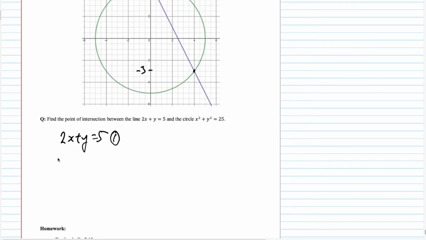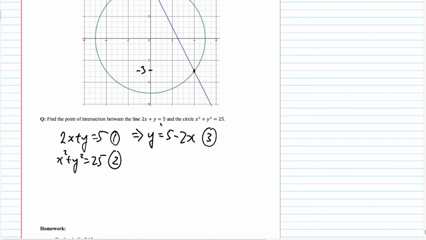And you have x squared plus y squared equals 25. Now, it's most likely going to be a substitution method. To substitute this into this, you can't do it straight away. So what I'll do is make y the subject first. So this will become y is equal to 5 minus 2x. And I can just say this is equation 3.